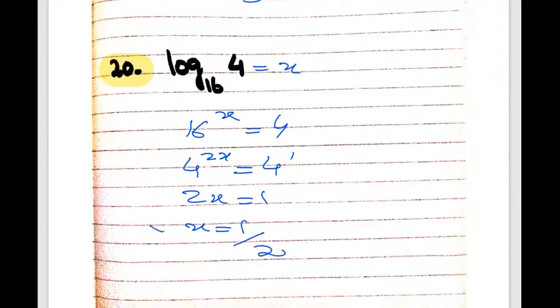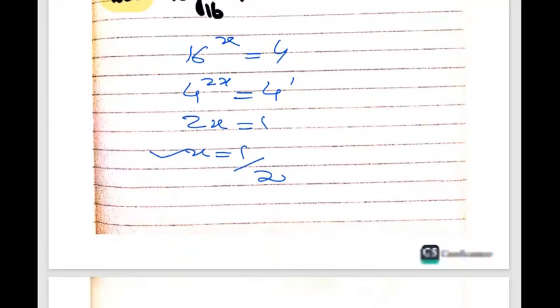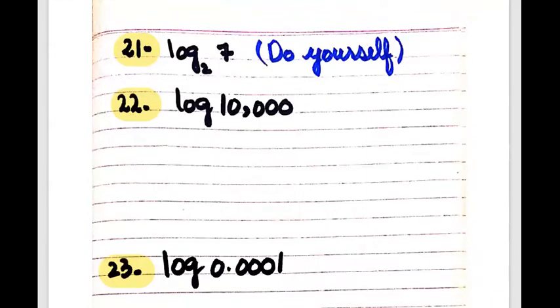Now we can check that this x equal to 1 by 2 is the solution. To check that it satisfies the given equation, we substitute the value of x over here and then check whether this value of x satisfies the given equation or not. If it satisfies, then this value is the solution of this equation, and otherwise it's not. Next question, I think you can solve by yourself.